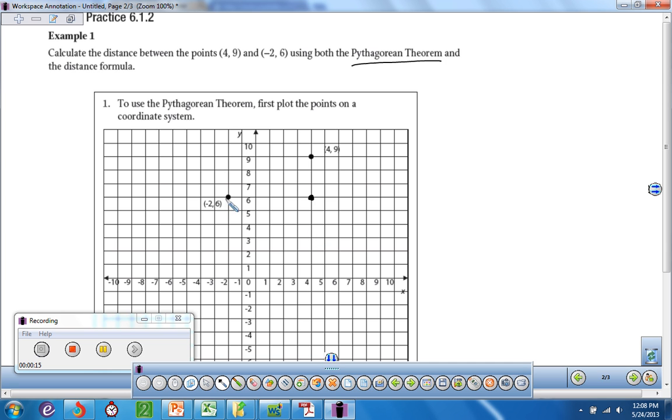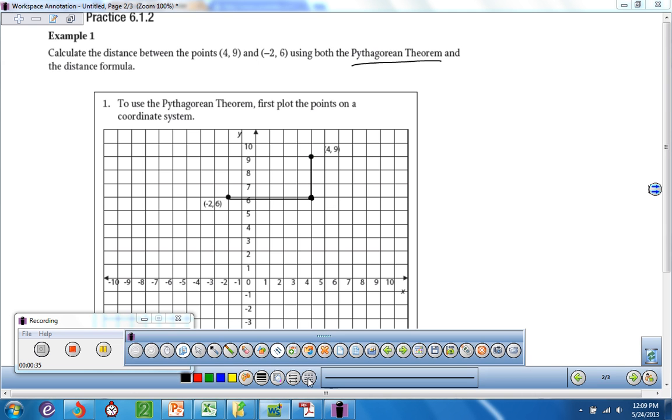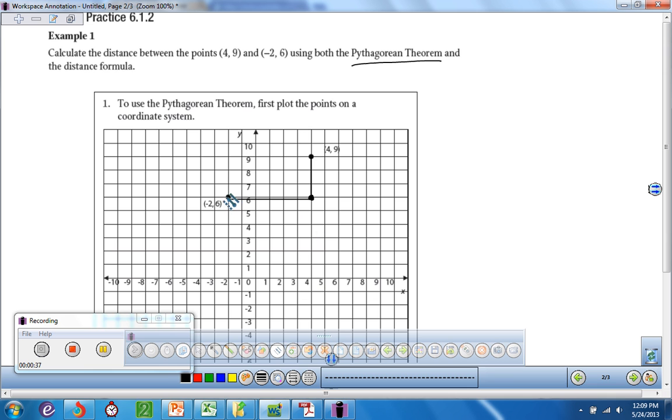And we'll stay at the same level for this one, and we'll go over to the x value. Then what we typically do is draw in the lines. So I'm going to draw the leg here and leg here to show that we're making a triangle. And then I'm going to draw in the hypotenuse, which this would be our hypotenuse.